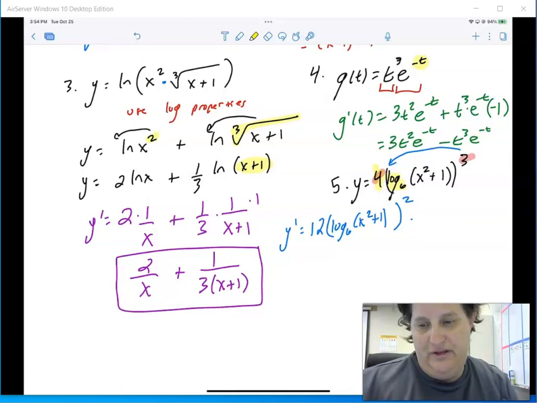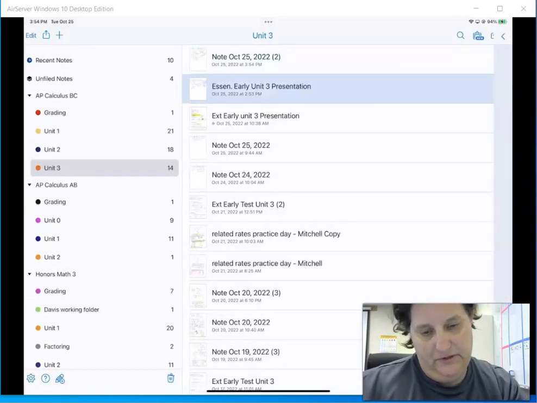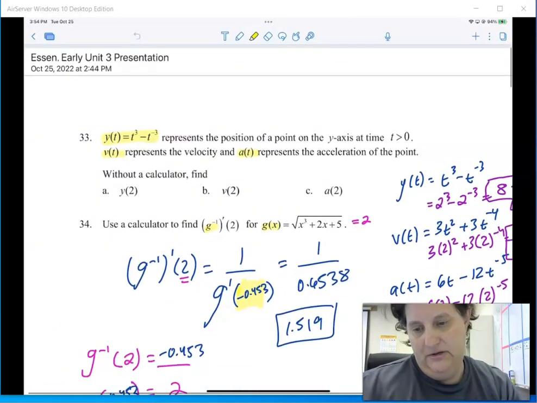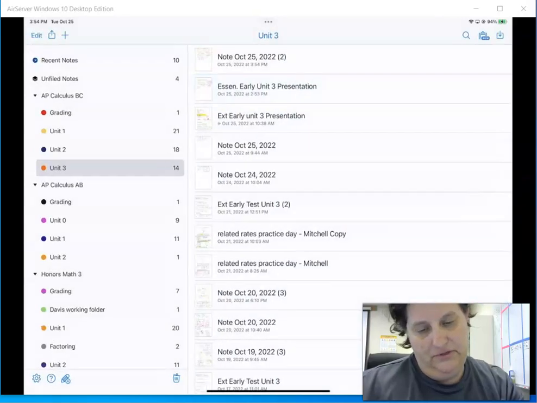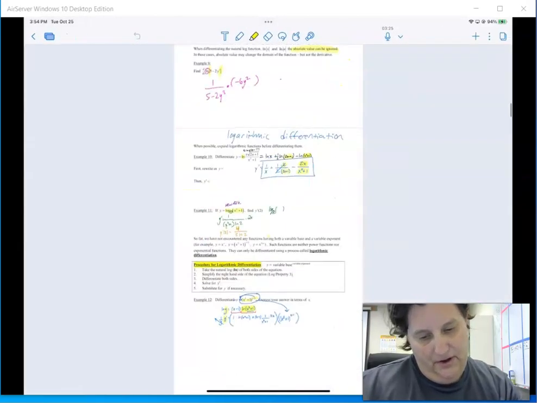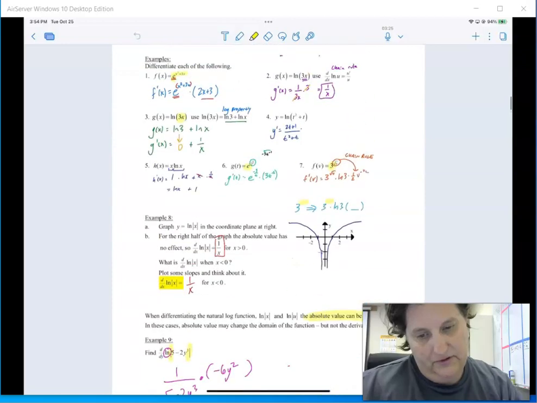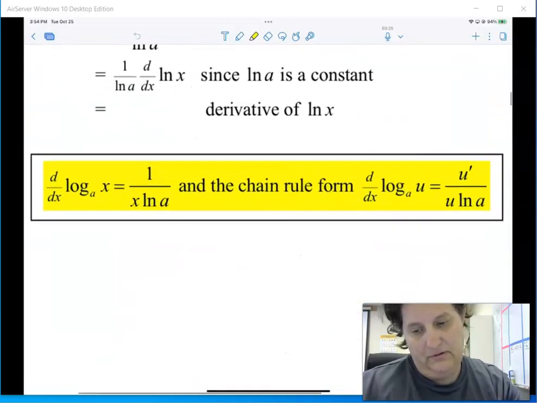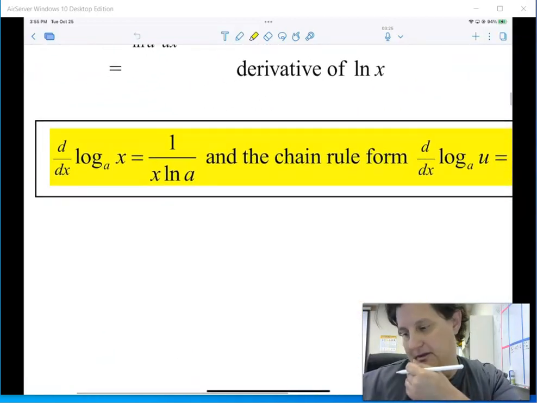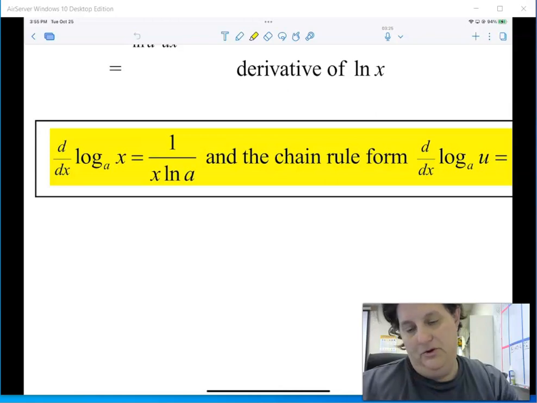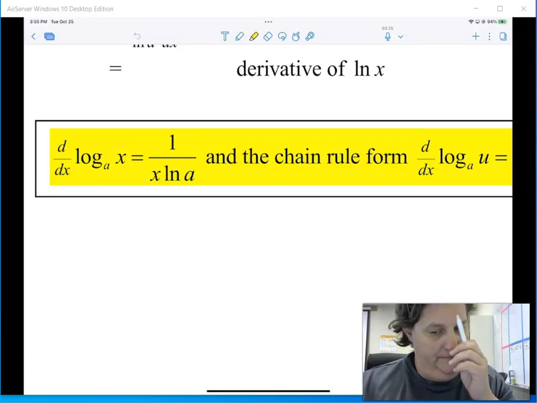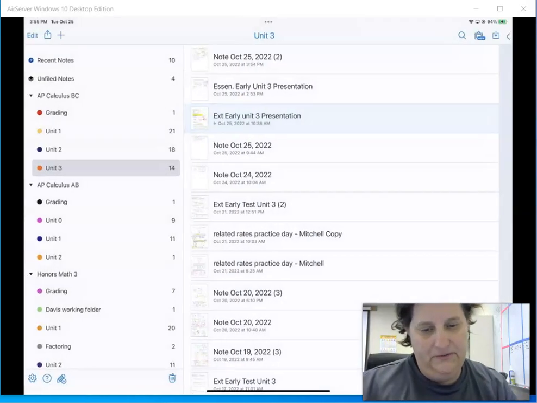That's a bit of a tricky one. Let's see if I can find where it was on here, show you guys. Oh shoot, it was over here. There we go. So log base anything, the derivative is 1 over x ln a. So you just divide by ln of the base.